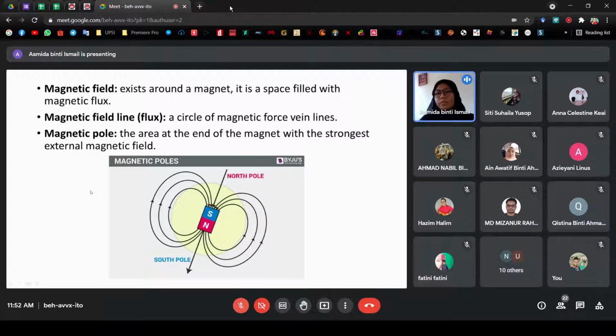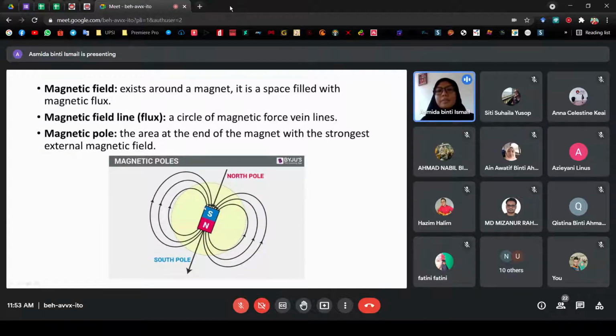Okay. So if you have a magnet here, you have a magnetic field around this magnet. So this line we call a flux. A circle of magnetic force field line. This is flux. And magnetic poles is here.